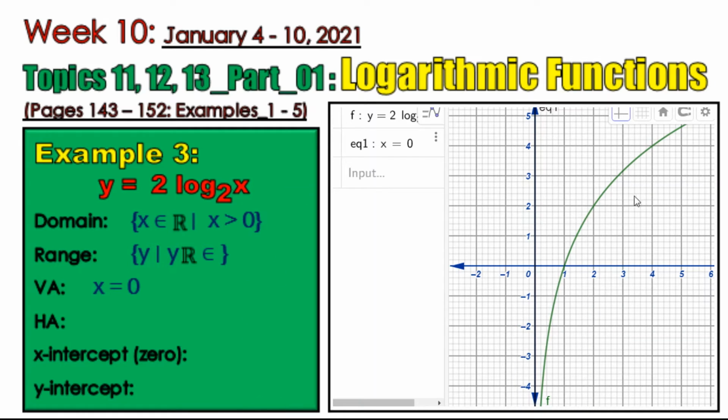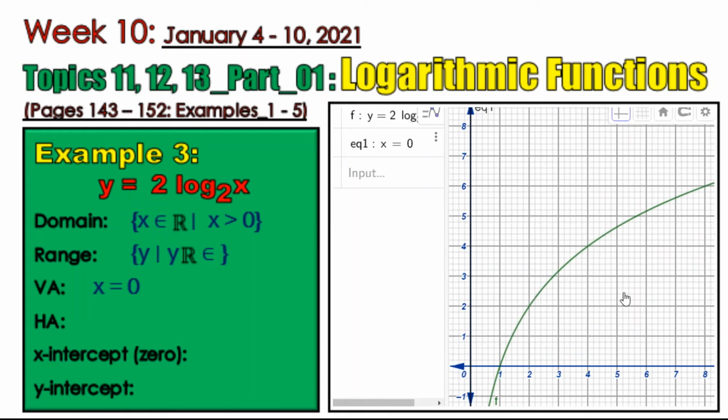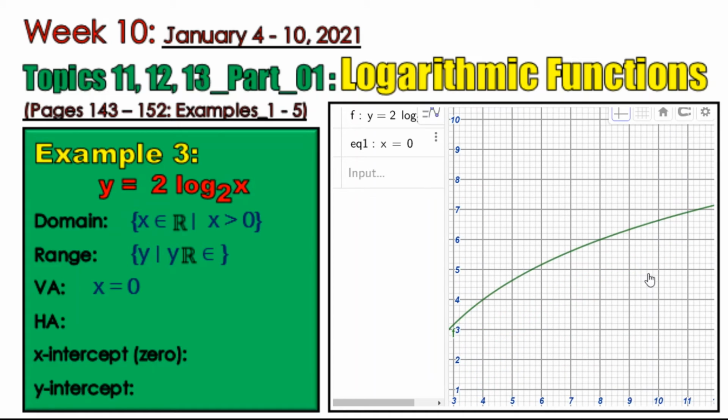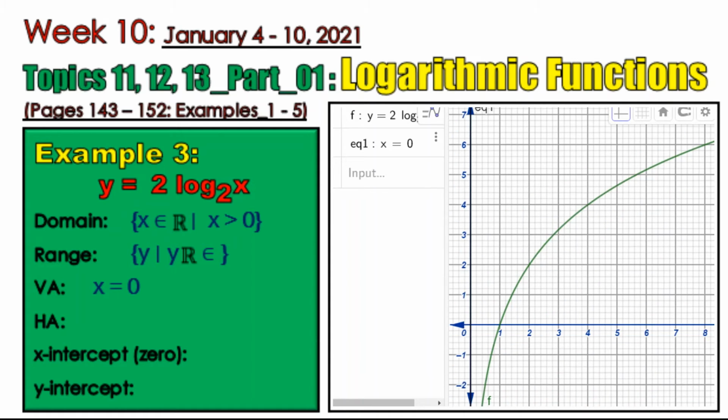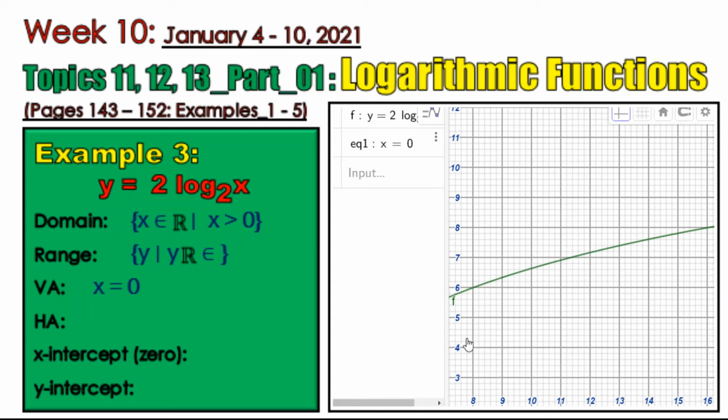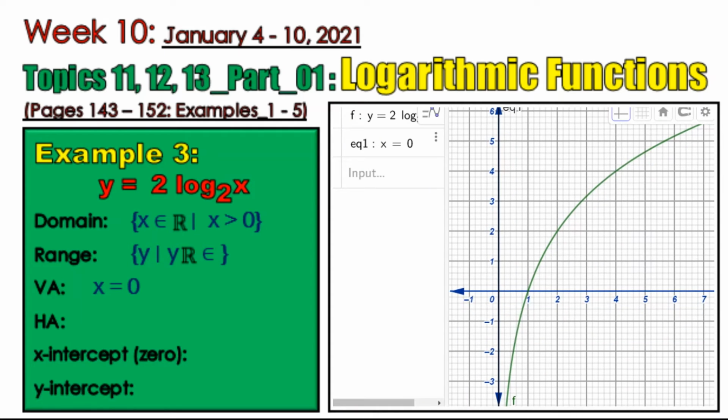Okay, how about the horizontal asymptote? Can you find a horizontal line being approached by this graph, but this graph will never intersect that horizontal line? You cannot find any. So therefore we have no horizontal asymptote.